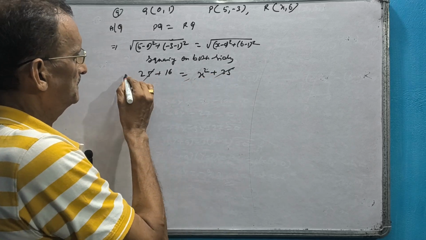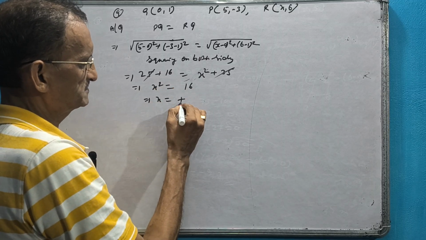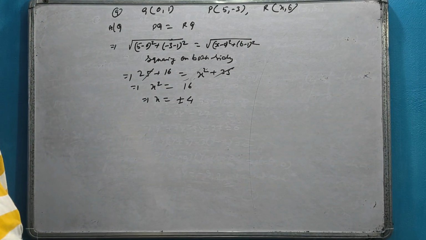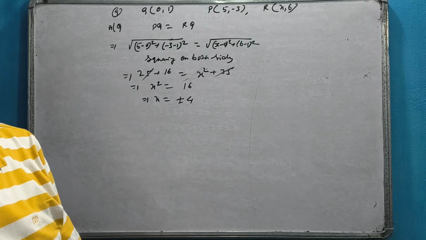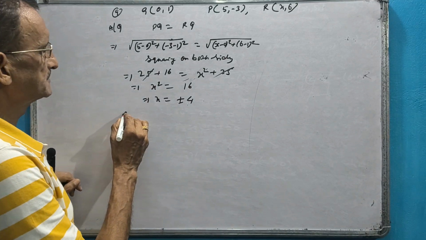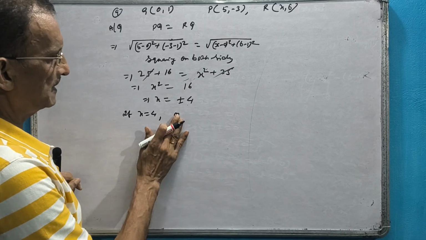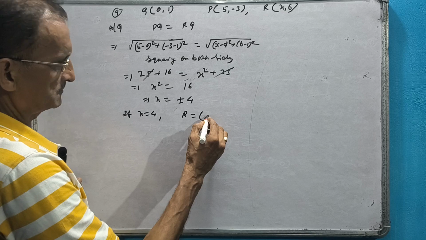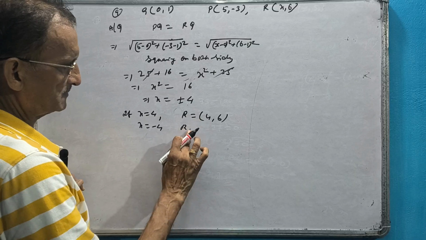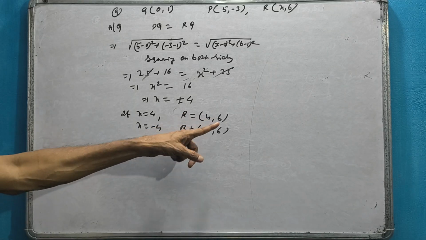So 25 cancels. What have we got? x square equals 16. So what is x equal to? Plus or minus 4. Both values are possible, since coordinates can be negative. So if x equals 4, then the coordinates of R are (4, 6). If x equals minus 4, then the coordinates of R are (-4, 6).